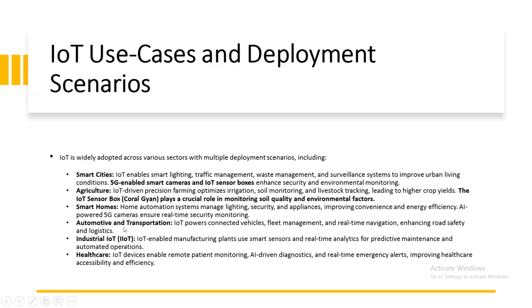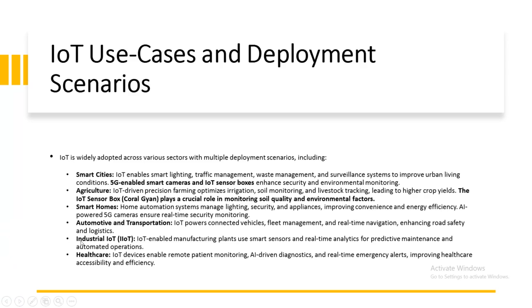After that, let's go for the automotive and transportation. IoT powers connected vehicles, fleet management, real-time navigation, enhancing road safety and logistics. Basically, it is able to communicate between two vehicles, and they are able to move with each other seamlessly. After that, we have industrial IoT, which is also known as IIoT. IoT enabled manufacturing plants use smart sensors and real time analytics for predictive maintenance and automated operations. These are also quite prominent use cases of it.